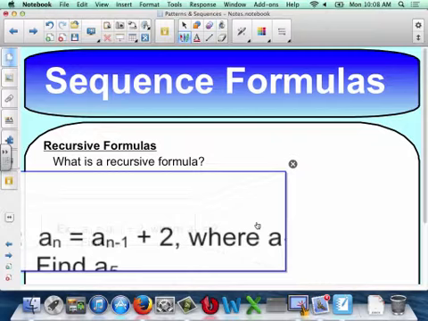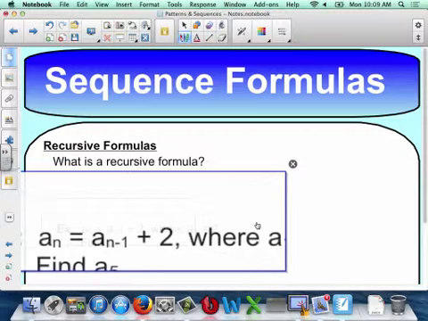So I want everyone right now to circle, highlight, whatever, and write above that: previous term. That's what the A sub n minus 1 represents. It's the previous term. So notice we're doing something to the previous term. What are we doing? We're adding 2. So the next term is 2 more than the previous term.